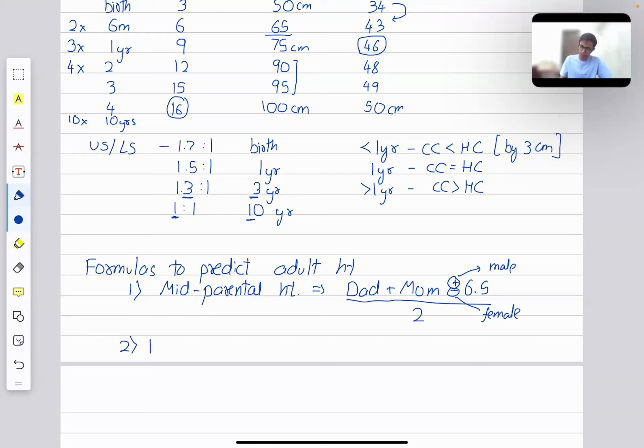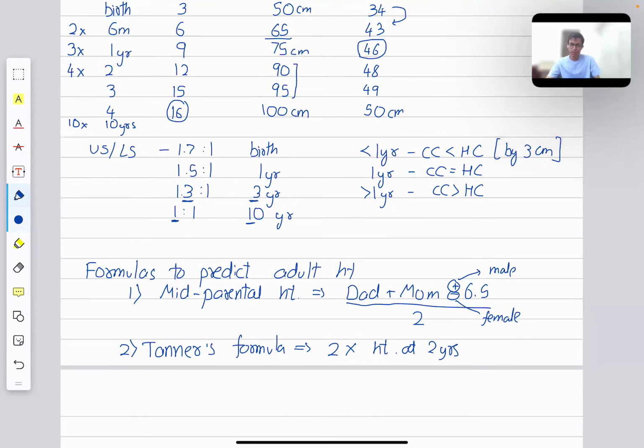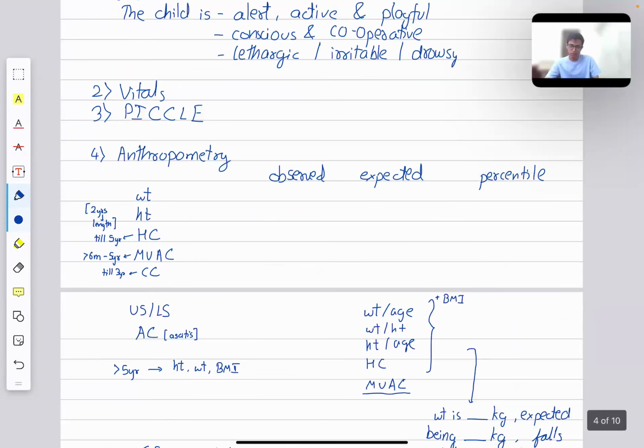Another formula is called Tanner's formula, which is basically that you double the height at 2 years of age, and that will give you the adult height. Less than 2 years, we do not measure the height, we measure the length using an infantometer. And greater than 2 years, we measure the height using a stadiometer.